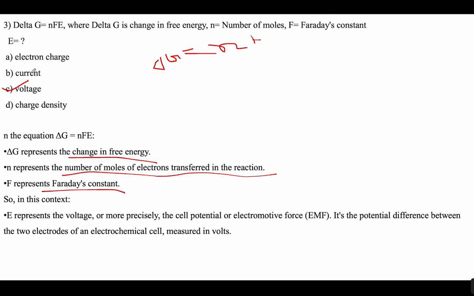Now moving to question number 3. Delta G equals to minus nFE, where delta G is the change in free energy, n is the number of moles and F is the Faraday's constant. So E is equal to what? There are four options: electron charge, current, voltage and charge density. So the correct option here is option C, voltage.